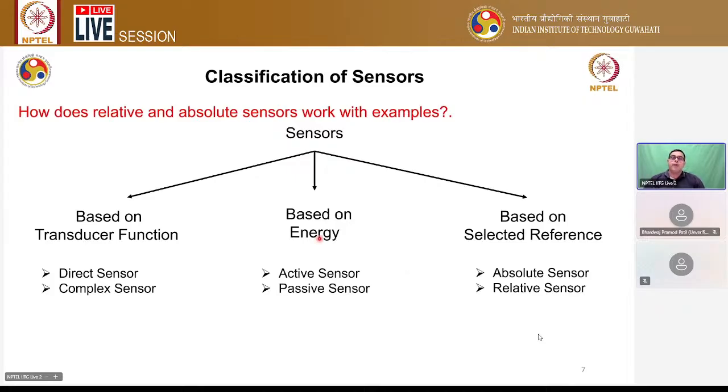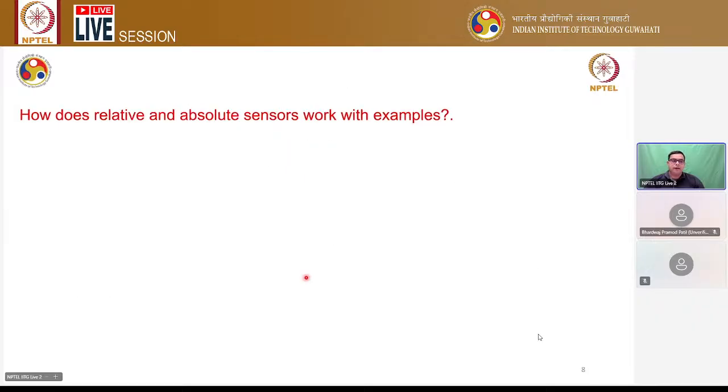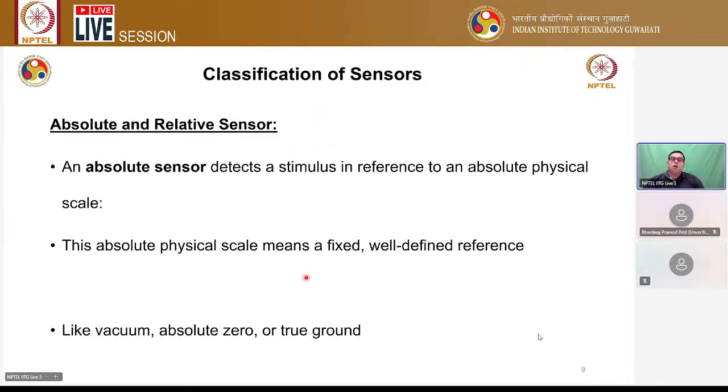Based on energy, we have seen active sensors and passive sensors, where the passive sensors did not require any external biasing, while an active sensor requires an external bias. The question came from the third kind of classification, which is based on selected reference, and we discussed that there are two types of sensors based on this: absolute and relative sensors. We defined an absolute sensor as a sensor which detects a stimulus in reference to an absolute physical scale.